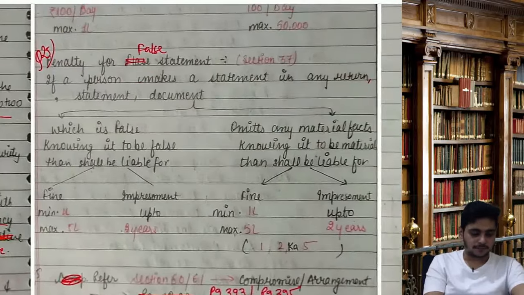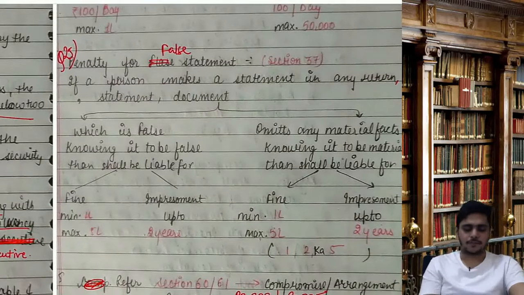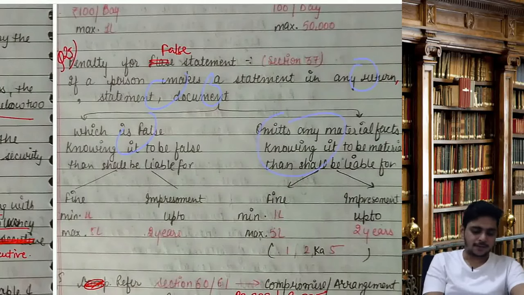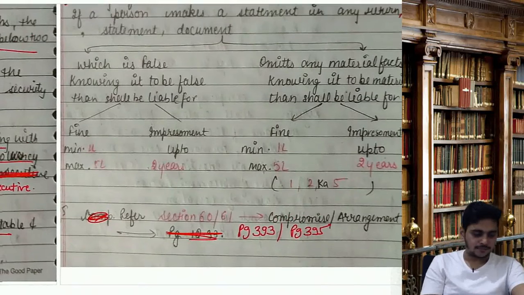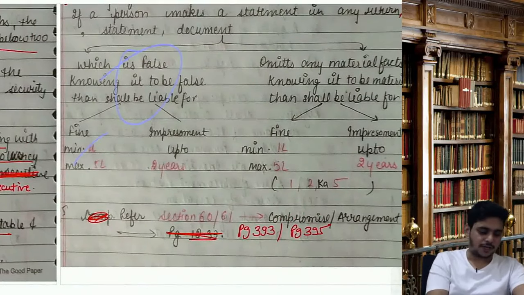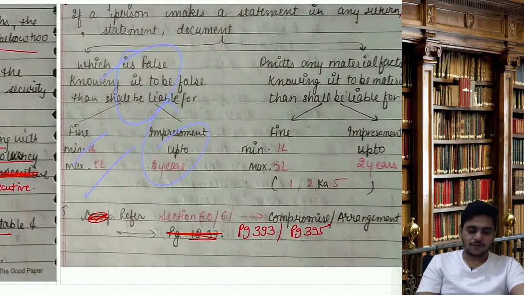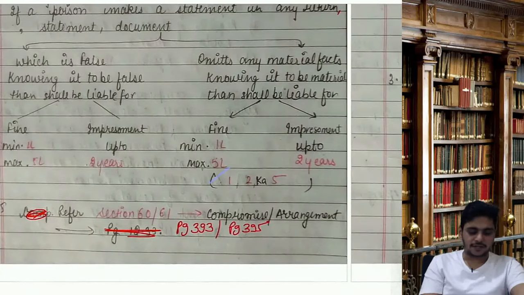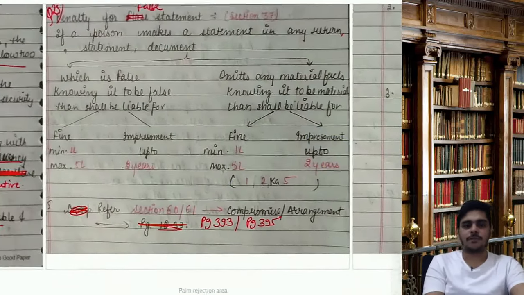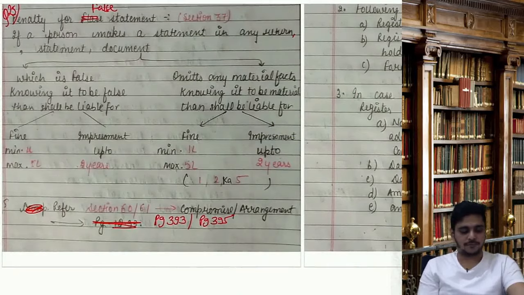Penalty for false statement. If a person makes any false statement in any return, statement or disclosure, which he knows is false, or omits any material fact, then how much is the penalty? If it is a false statement, then 1 lakh to 5 lakh, imprisonment up to 2 years. If he omits it, 1 lakh to 5 lakh, imprisonment up to 2 years. Same. How do we remember this? 1, 2 ka 5, 1, 2 ka 5.